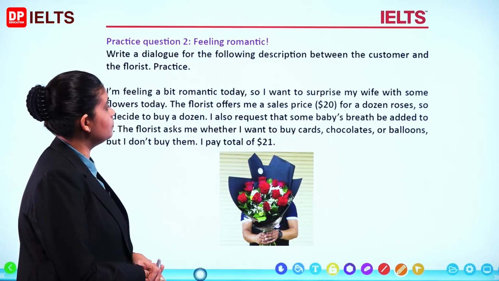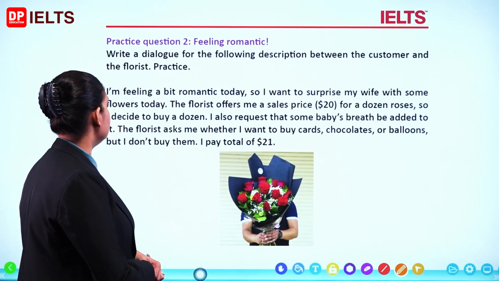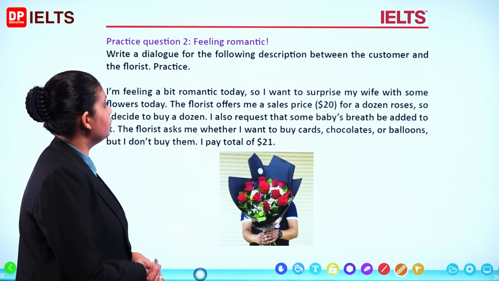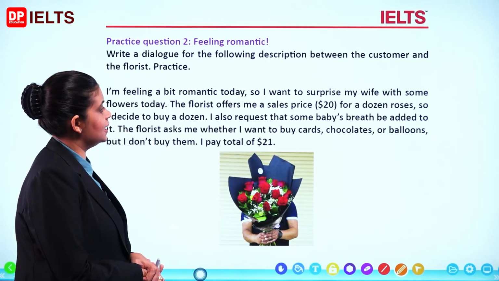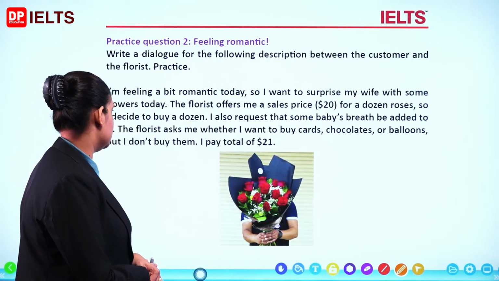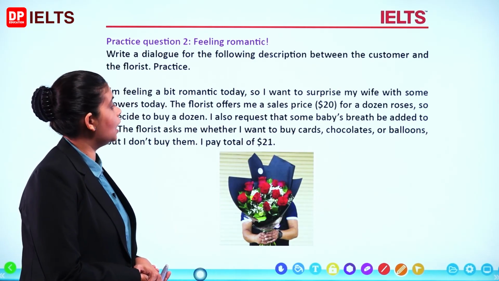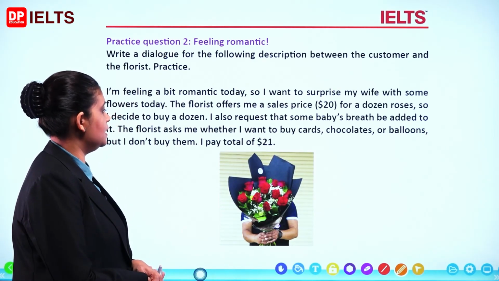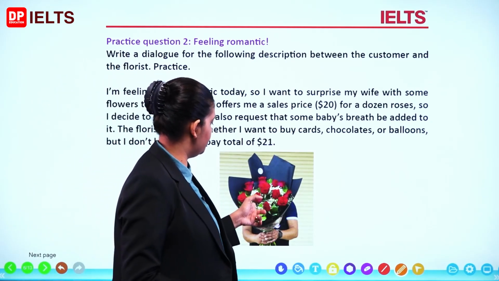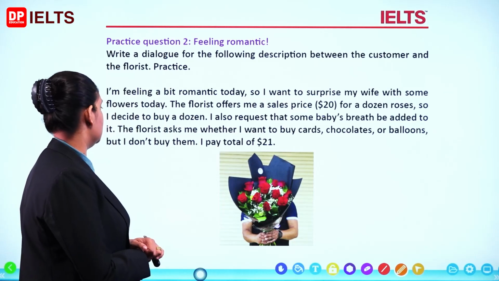I'm feeling a bit romantic today, so I want to surprise my wife with some flowers. The florist offers me a sales price of $20 for a dozen of roses. So I decide to buy a dozen. I also request that some baby's breath, baby's breath, right? Some baby's breath to be added to it.